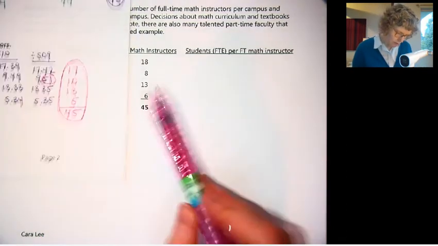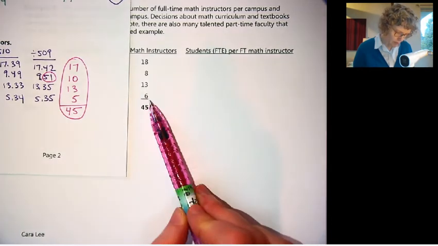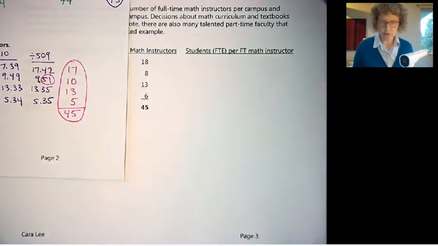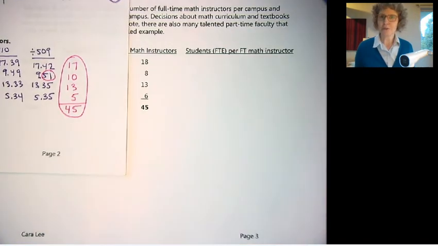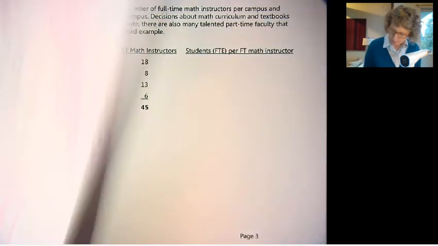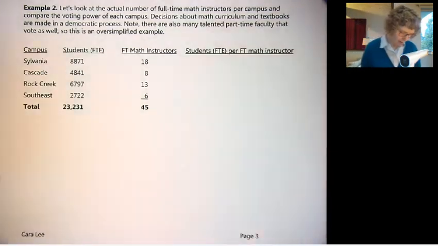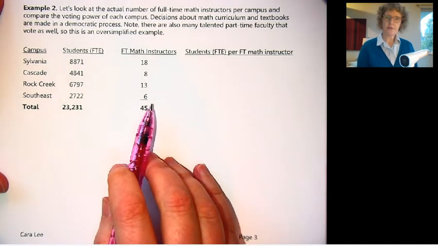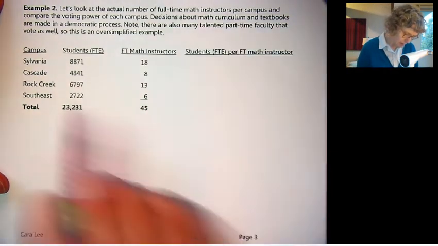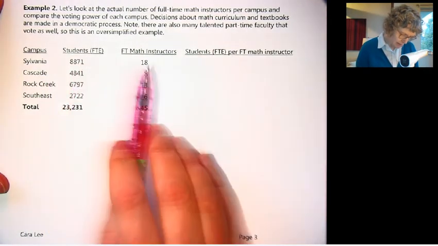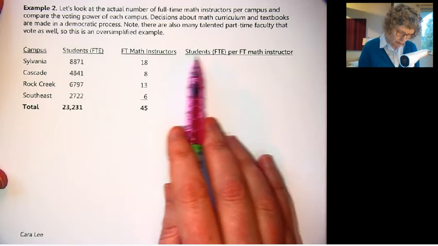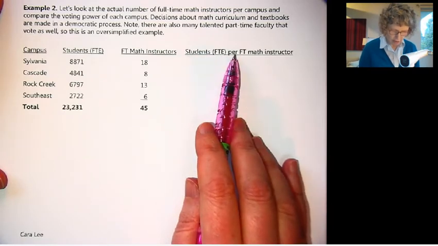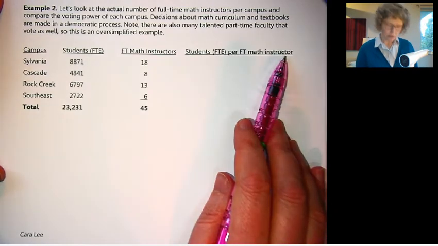One of our math instructors is in a Gateway to College program, so it's a little bit different situation, but things like that, there's all kinds of unique situations to apportionment. So here's what we have, and we want to calculate the voting power. Okay, so we've got the student FTE and the number of math instructors.